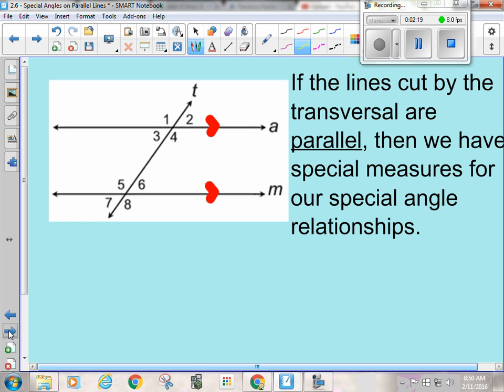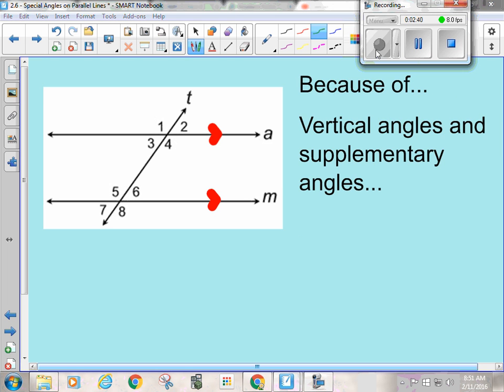But we can talk about their measures specifically if the lines cut by the transversal are parallel. So now I've made A and M parallel by those little arrows. Remember, those indicate that they're parallel. Now we can talk about their angle measures for the angle relationships. We can make these conjectures because of vertical angles and supplementary angles. Vertical angles would be like 1 and 4. Well, vertical angles are going to be congruent.